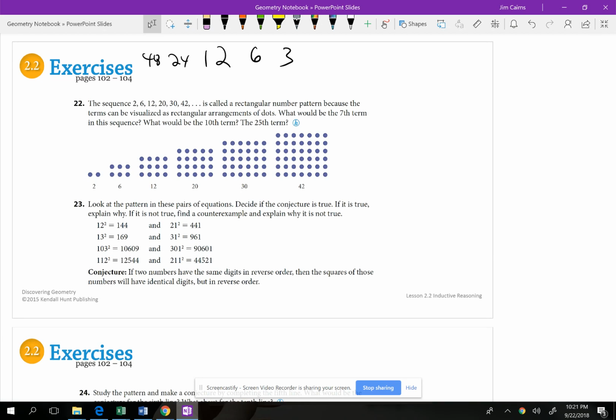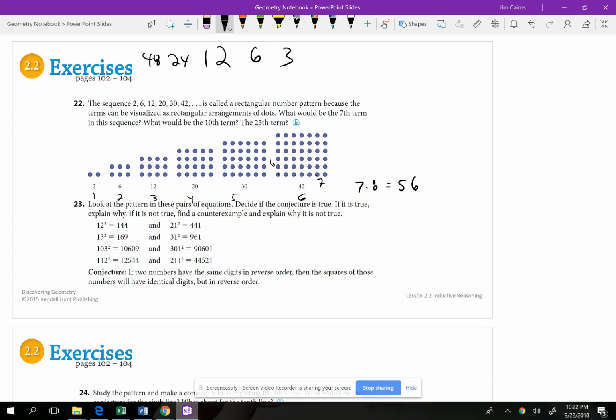Looks like I have 1 row, 2 columns; 2 rows, 3 columns; 3 rows, 4 columns. And this is 1, 2, 3, 4, 5, 6 rows, and 1, 2, 3, 4, 5, 6, 7 columns. So that's 6 times 7. The 7th term would be 7 times 8, which is 56.